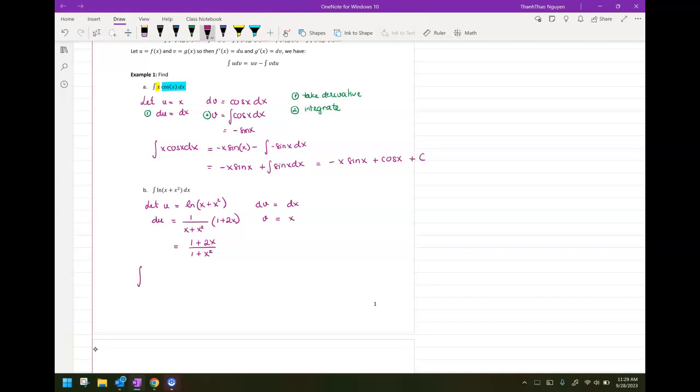Now I can rewrite my integral of ln of x plus x squared dx as u times v, so x times ln of x plus x squared, minus the integral of v du, so x times 1 plus 2x divided by x plus x squared. So let's simplify this integral.